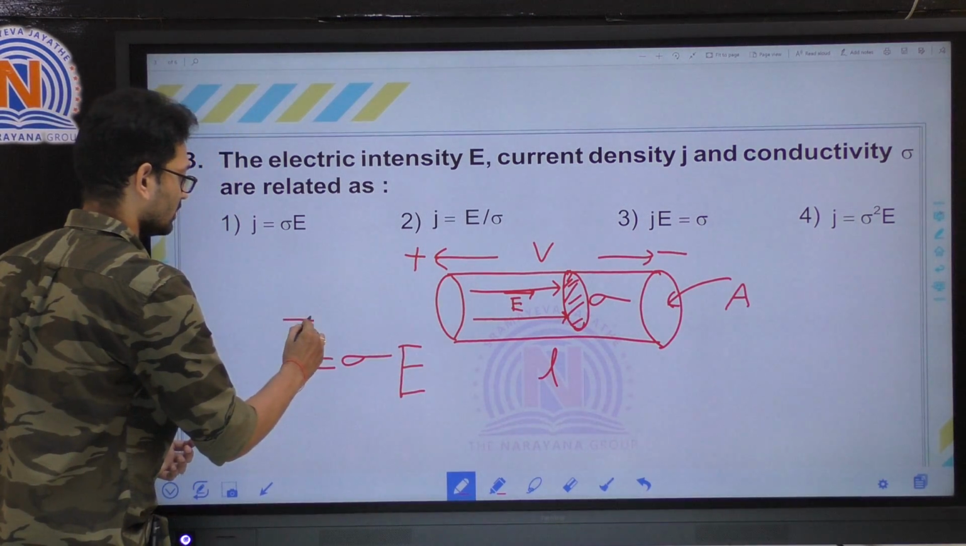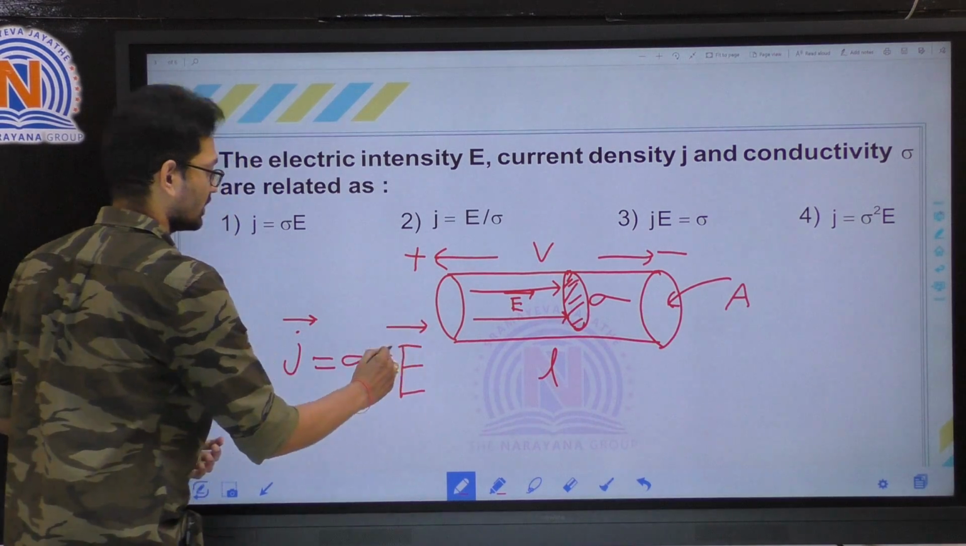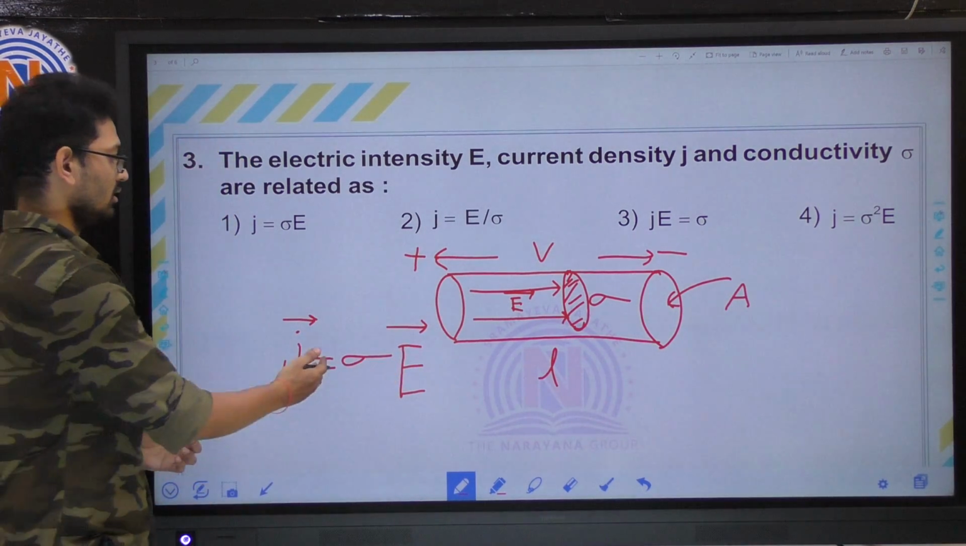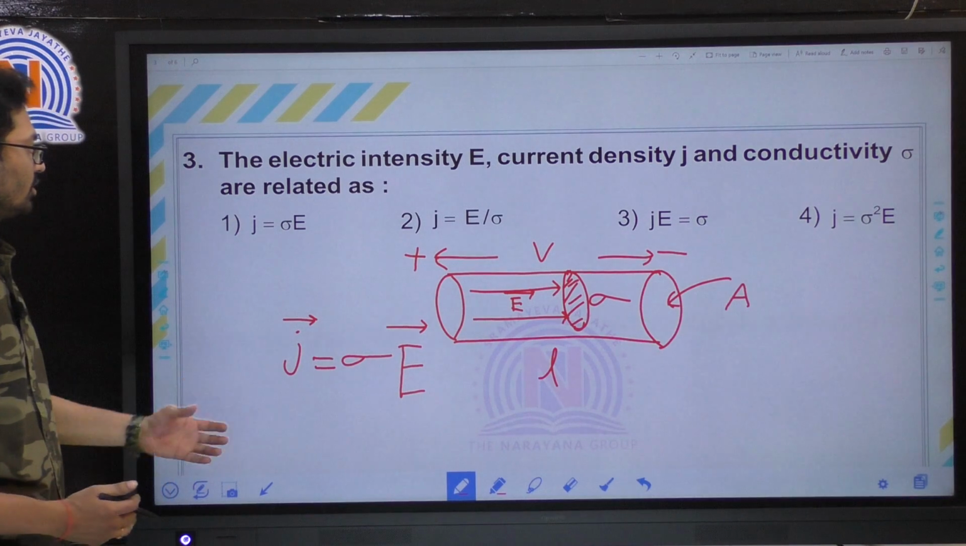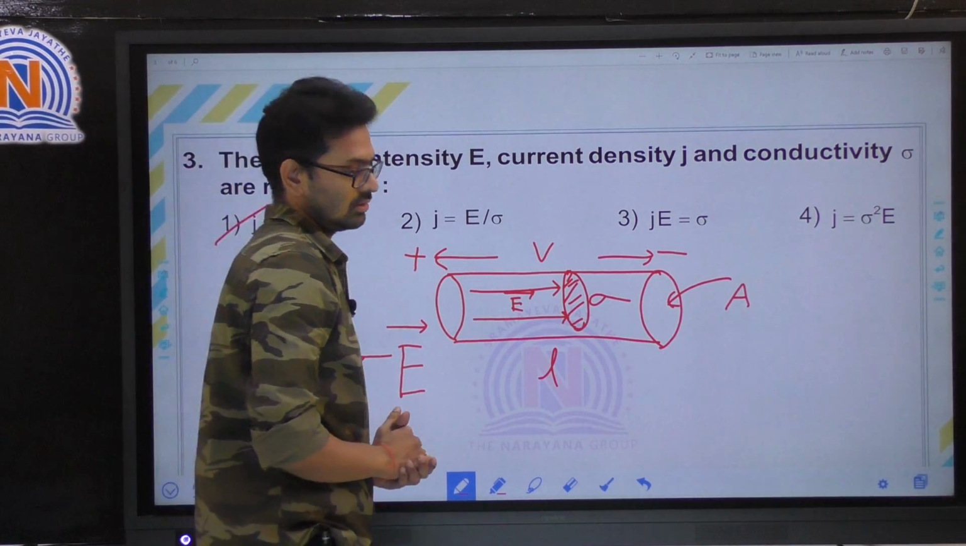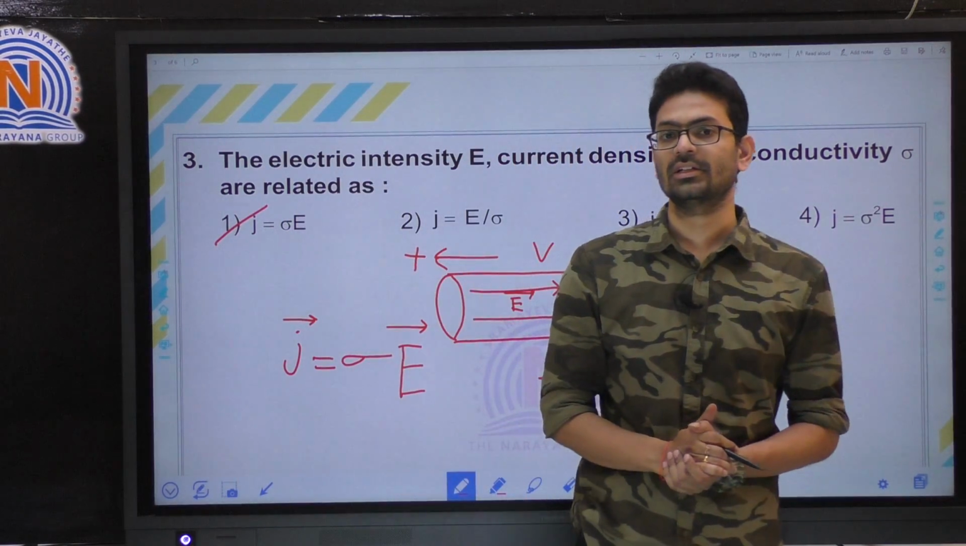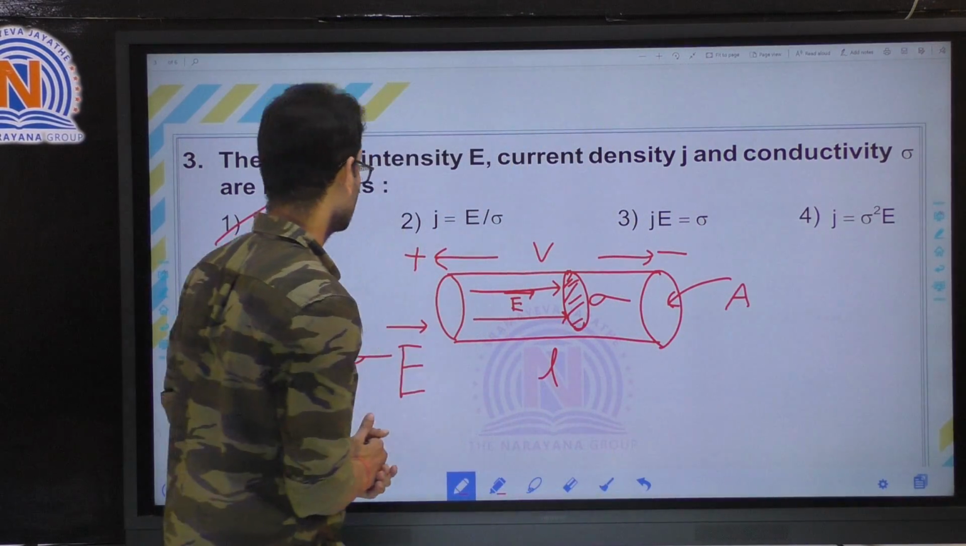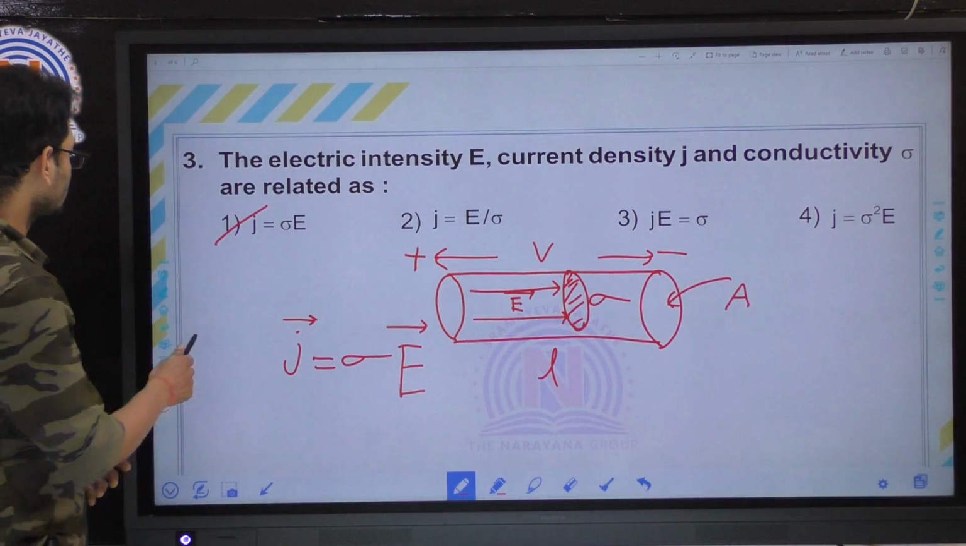So this is a vector, this is also a vector. So a vector multiplied by a conductivity is going to give you another vector. Now this is J equals conductivity times electric field. So the first option is correct. So let us go for the next question.